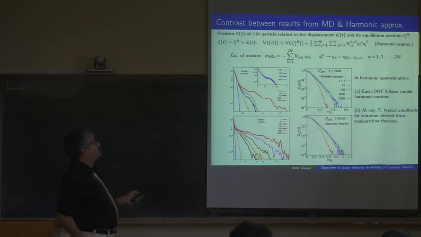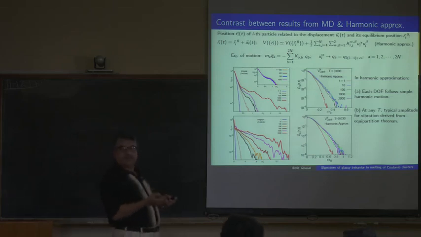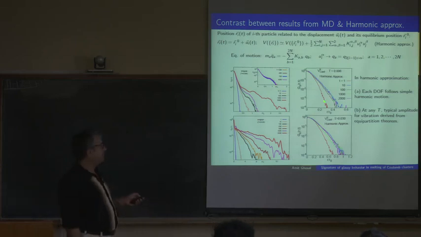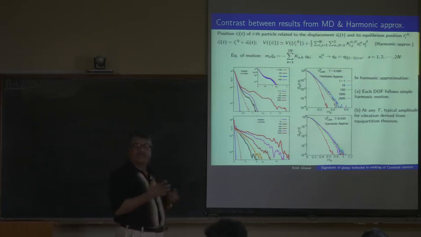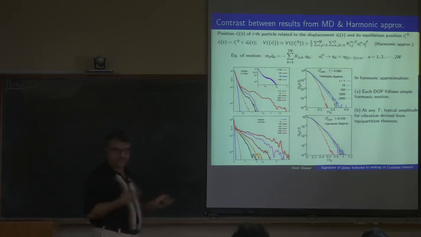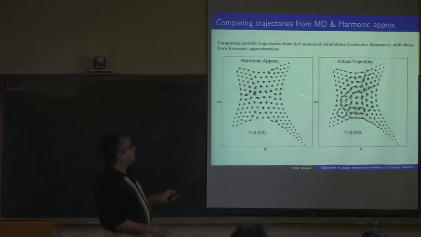So now this is what I wanted to contrast with the harmonic approximation. That means where you allow particles only to do harmonic vibration at one of their equilibrium positions, and that remains Gaussian all along. This harmonic approximation is oftentimes thought of as a classical melting mechanism, essentially. So this distribution looks very different, and so does the trajectory.